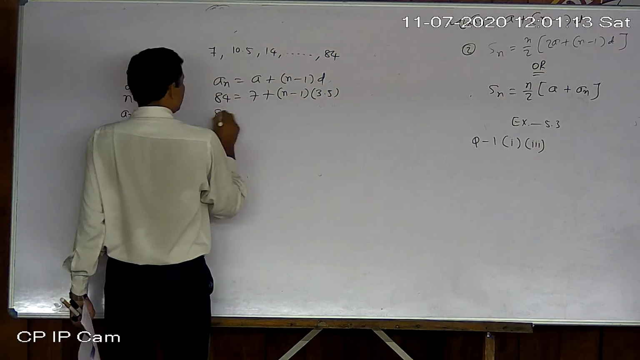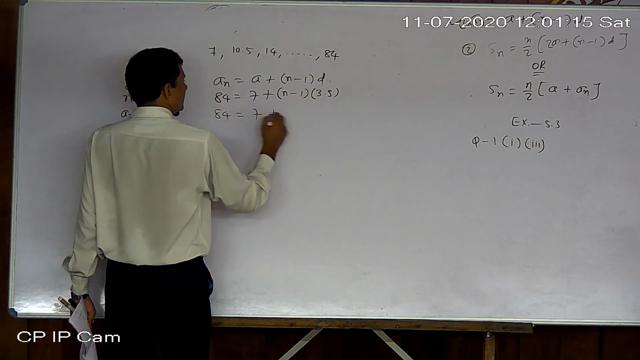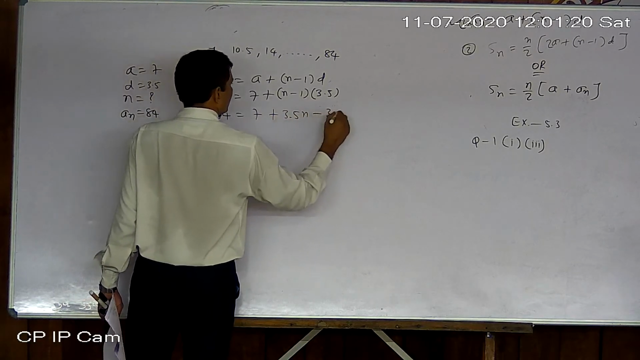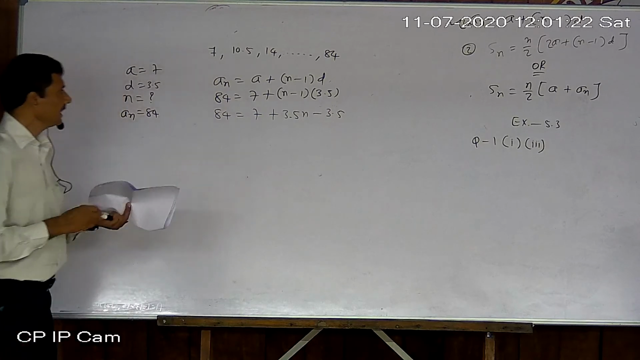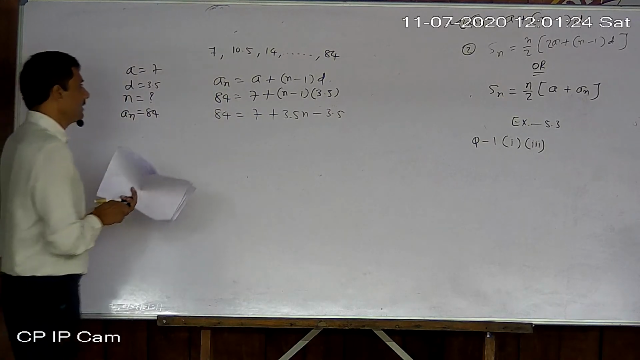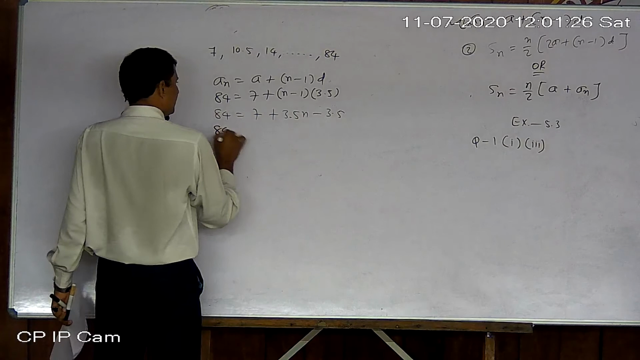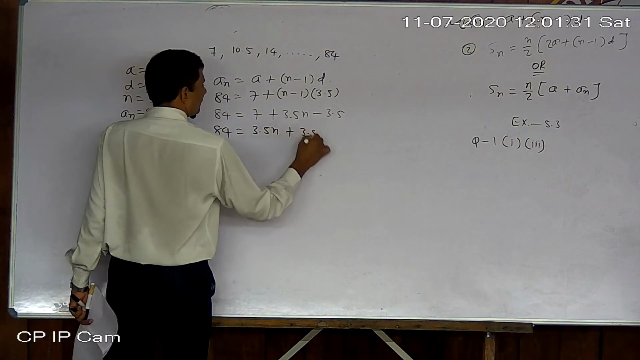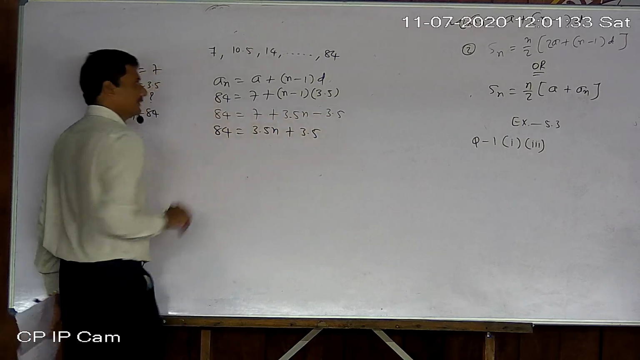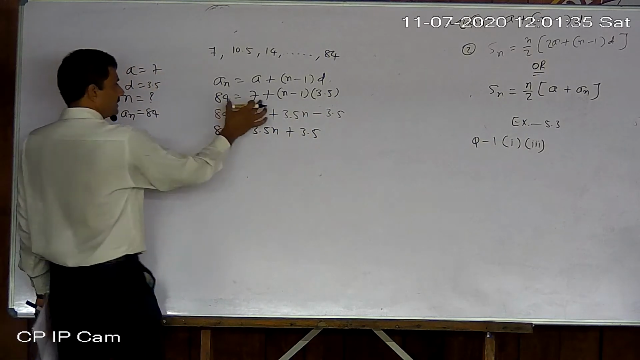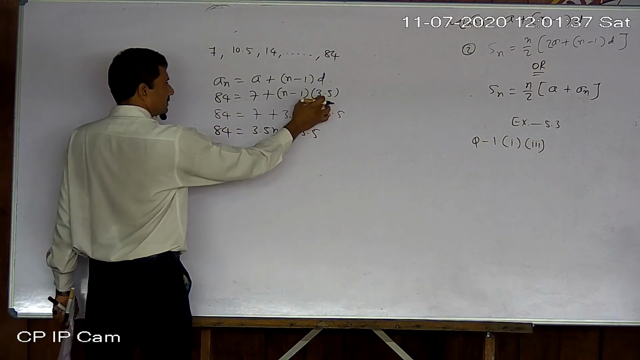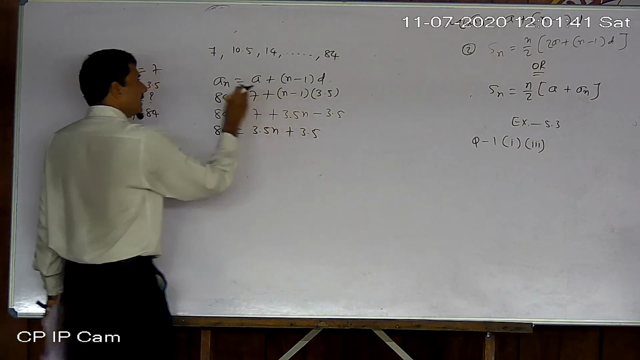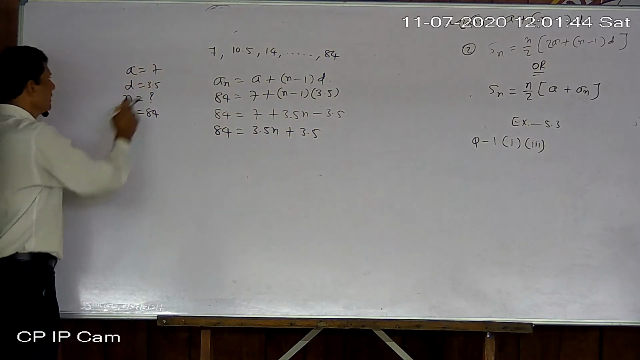Now 84 is equal to 7 plus 3.5n minus 3.5. I just open that bracket. Now 84 is equal to 3.5n plus 3.5. Why? 7 minus 3.5. Okay, I just place our values here. Don't get confused again by the decimal. It is simple only. And if you want, you can write the fraction here also.